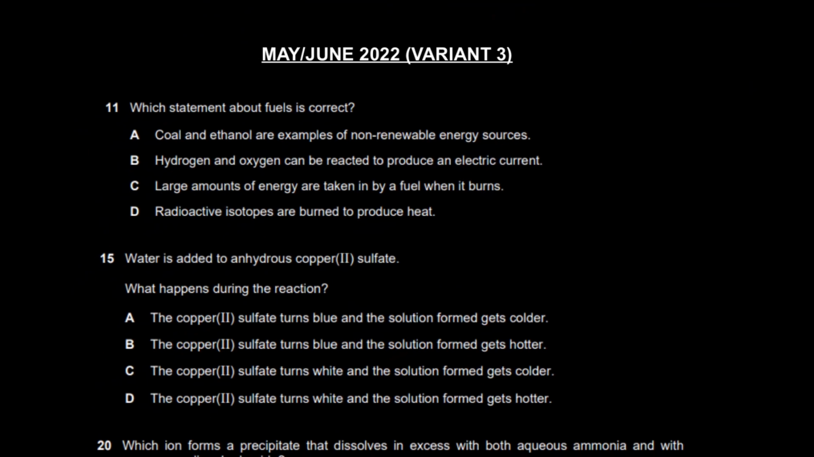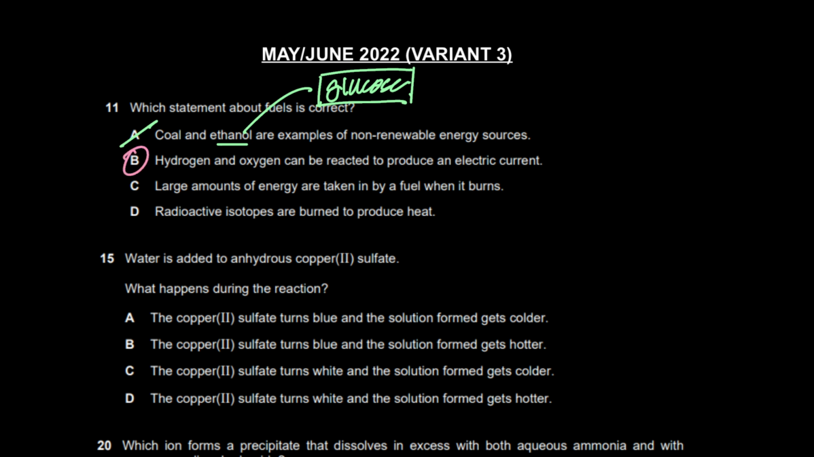This particular MCQ says, which statement about fuels is correct? Coal and ethanol are examples of non-renewable energy resources. Sir, ethanol is not an example of non-renewable energy resources. Why? Because obviously ethanol can also be made from the fermentation of glucose, and glucose is a renewable source, right? So coal is non-renewable, but glucose is renewable. Hydrogen and oxygen can be reacted to produce an electric current. Absolutely. That is what happens in the hydrogen oxygen fuel cells.